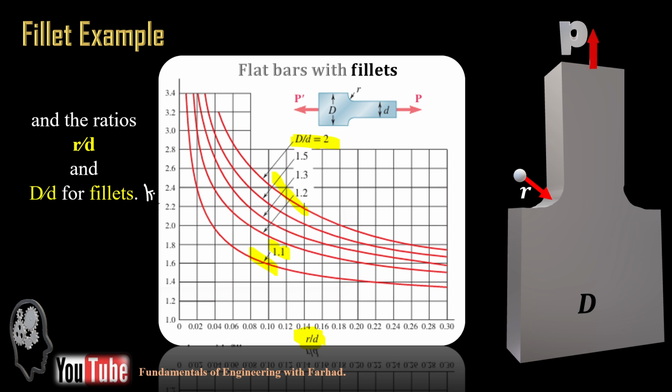We'll solve a numerical example for both the circular hole and the fillet bar in the next videos.